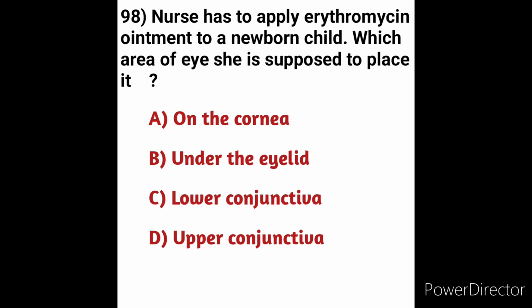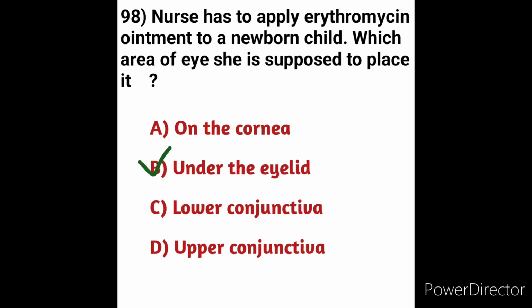Newborns receive erythromycin eye ointment after birth to prevent pink eye in the first month of life, also called ophthalmia neonatorum. To apply erythromycin ointment to a newborn child, the nurse can apply it under the eyelid to treat eye infections like, for example, conjunctivitis. So here the nurse has to apply erythromycin ointment to a newborn child under the eyelid. Option B is the correct answer here. Next we will move on to question number 99.